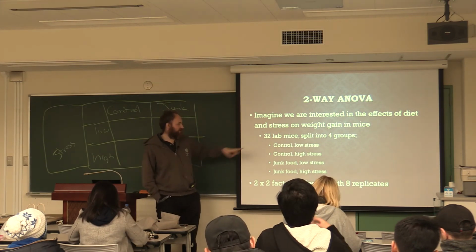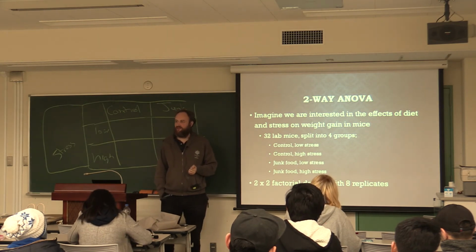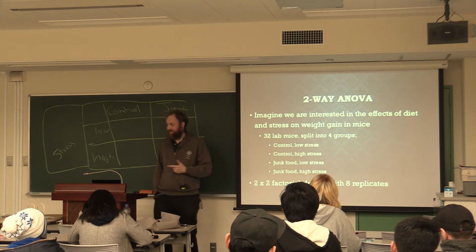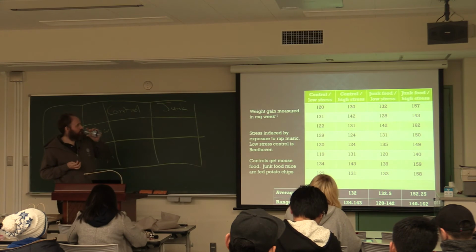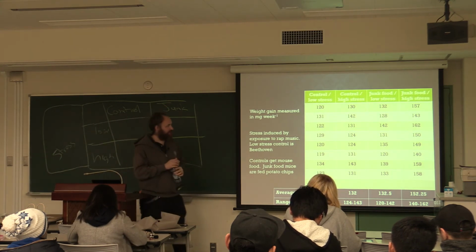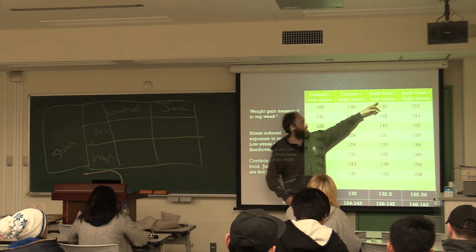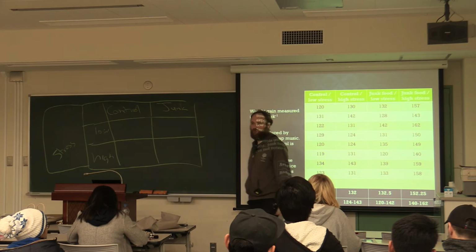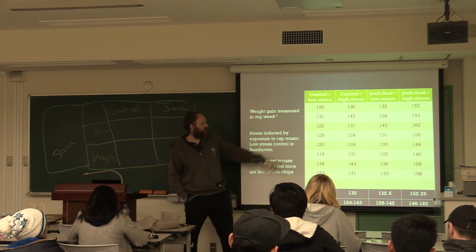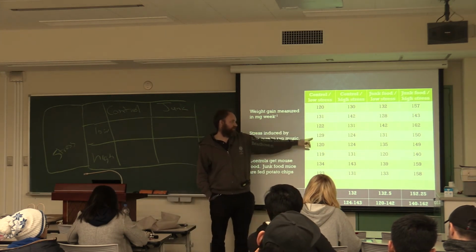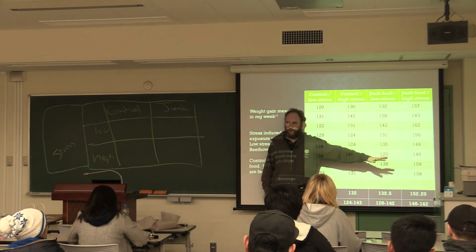How do I know we've got 8 replicates? We have 32 mice, we have 4 treatments. 32 divided by 4 is 8. So here we have our data table. We've got 4 columns of data: control low stress, control high stress, junk food low stress, junk food high stress. All different possible ones. And we're going to measure weight gain in milligrams per week. So 124, 131, 122, 129 milligrams per week. And you can see we've got this filled in for all of them.